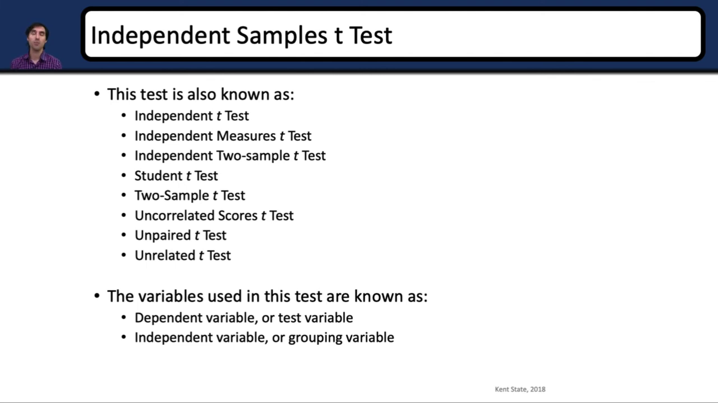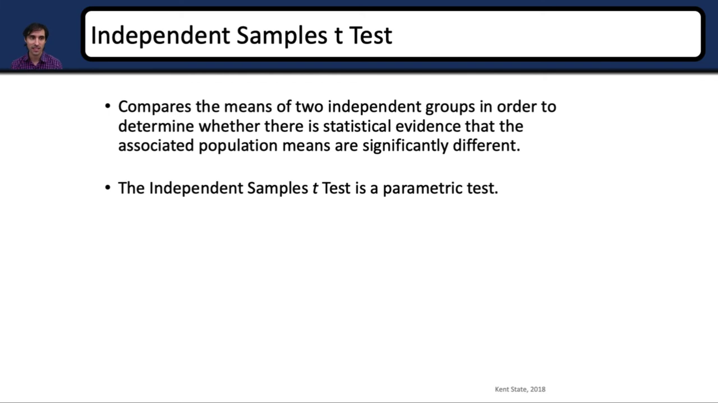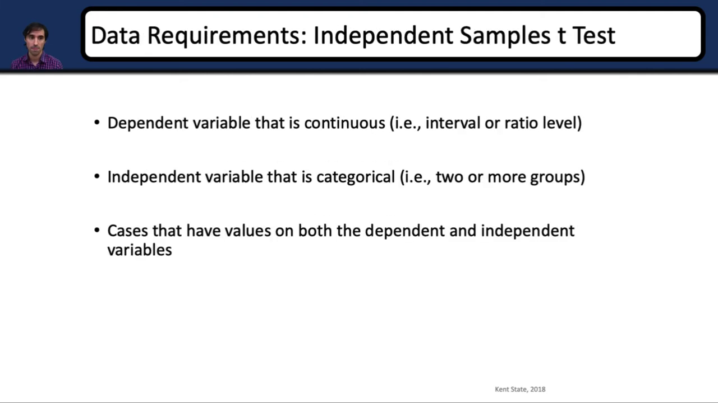So I know that there were a lot of words that I just said, but what we need to know is that independent t-tests compare the means of two independent groups in order to determine whether there is statistical evidence that the associated population means are significantly different. Again, this is a parametric t-test.